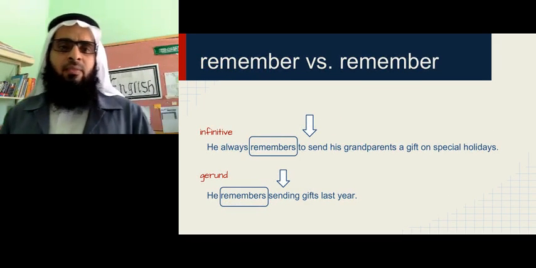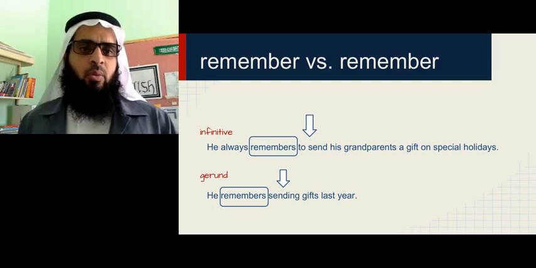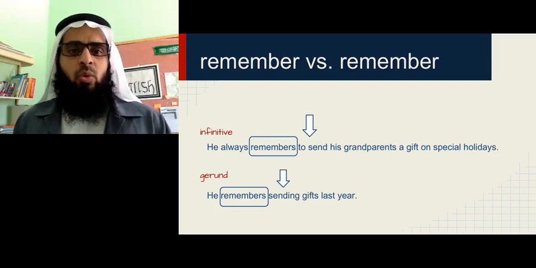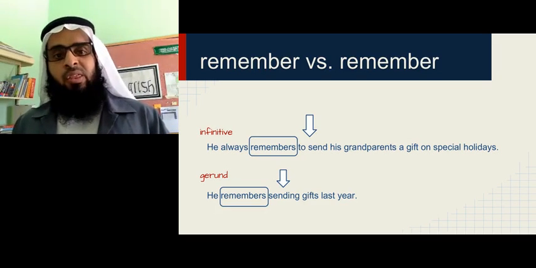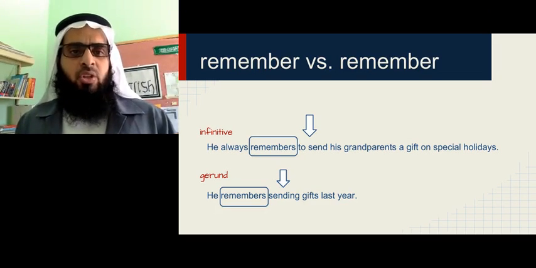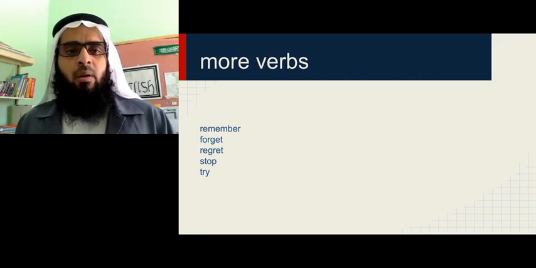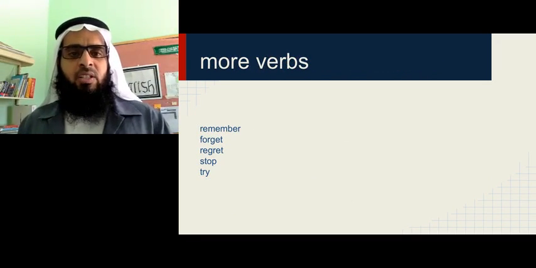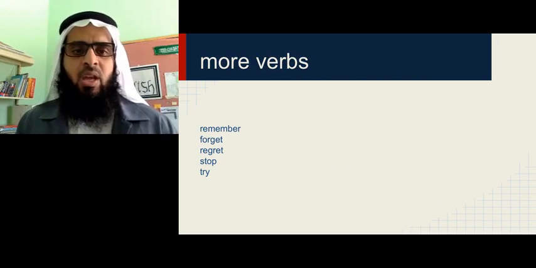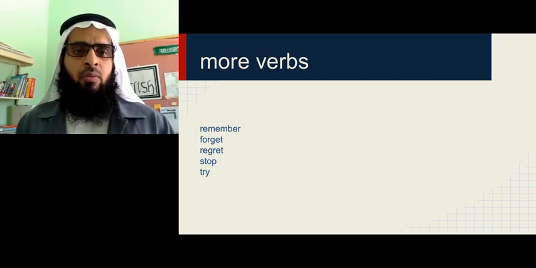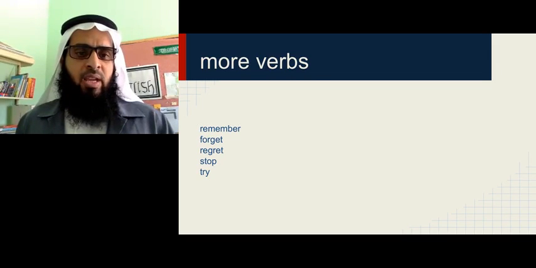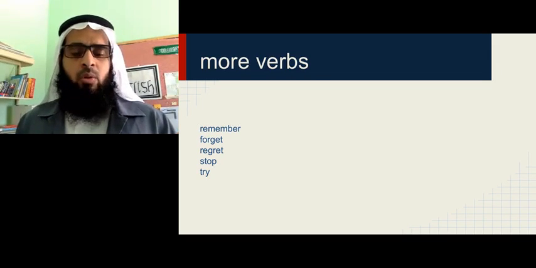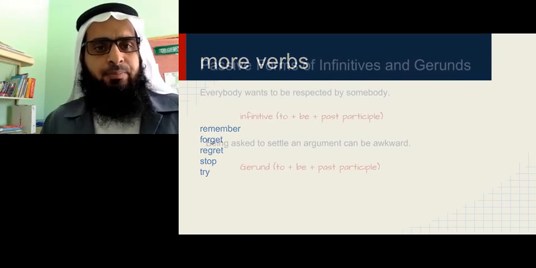Now, if you look at the infinitive, he remembers to send, and the other one, the gerund, he remembers sending, you clearly identify what comes after them. This is the thing that distinguishes the two different meanings. Now, remember is not the only verb that has an infinitive or a gerund after it, or has two meanings. We also have forget, regret, stop, and try. You can go to your book and practice on page number 70 and 71, where you will find more exercises.